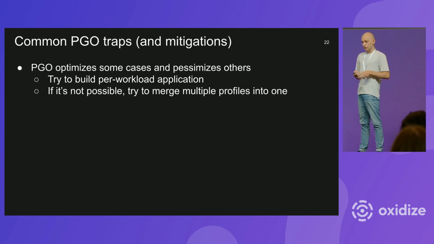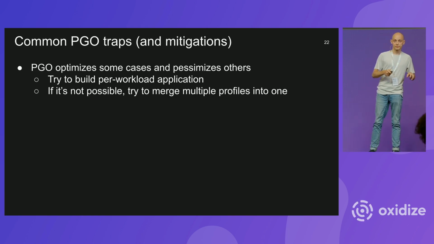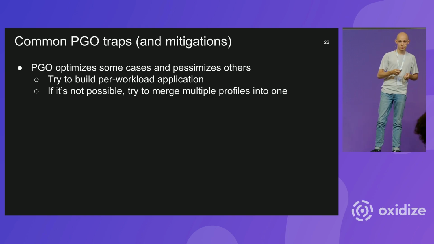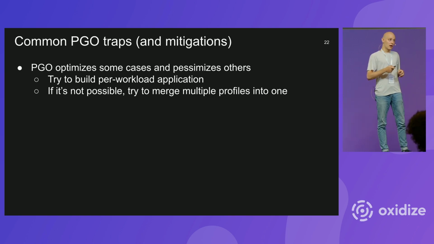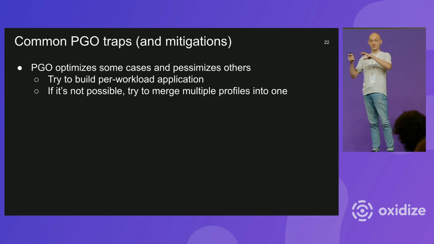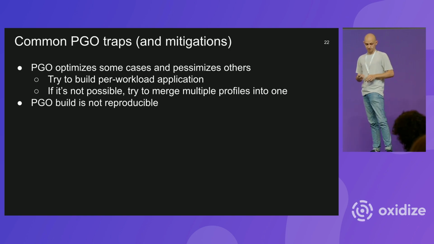If it's not possible, you can try to gather multiple PGO profiles from multiple workloads and merge them via tooling like LLVM ProfData. Also, it's available as a part of LLVM. Probably you will not get a peak performance per specific workload, but anyway, the performance boost is expected.